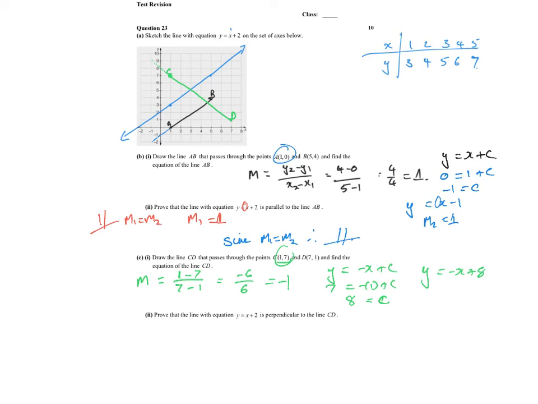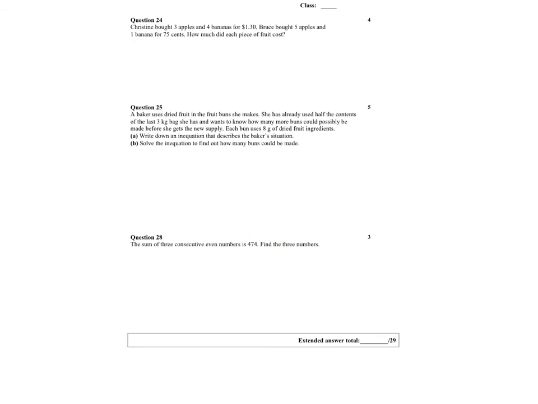Prove that the line is perpendicular. So for perpendicular lines, m1 times m2 equals negative 1. So in this case, I get negative 1 times positive 1 is equal to negative 1, therefore perpendicular lines. Okay, so just take your time, plot your points, see how we go.